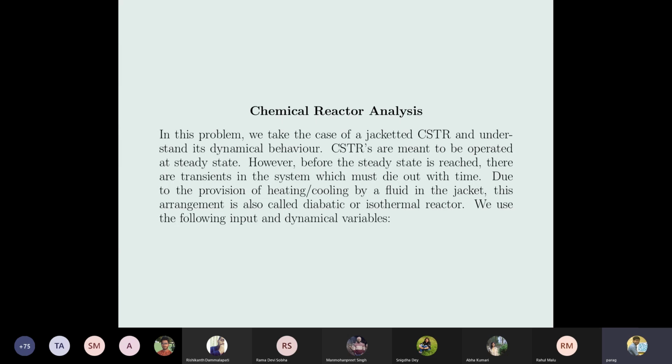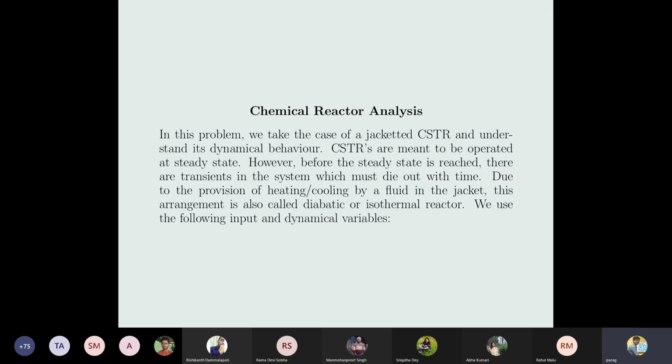So the problem is on chemical reactor analysis. Incidentally, we have an entire subject on chemical reactor analysis in the chemical engineering department. I hope many of you are taking that course because it's an elective course. We'll take one very interesting aspect of chemical reactor operations which makes the analysis of its dynamics very important. So we take the case of a jacketed CSTR.